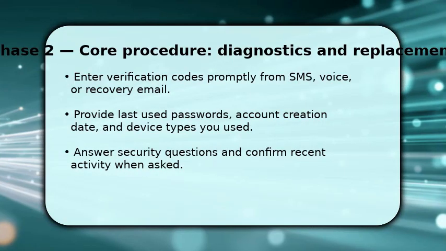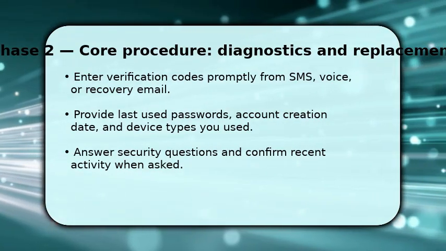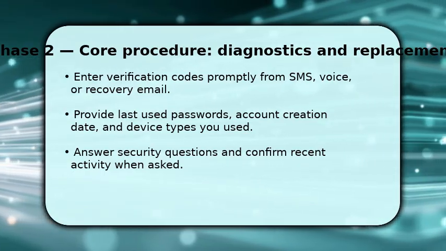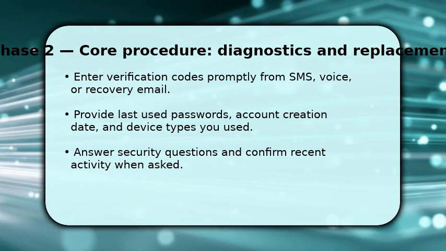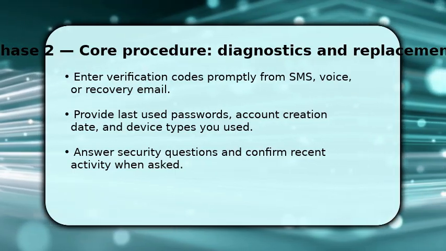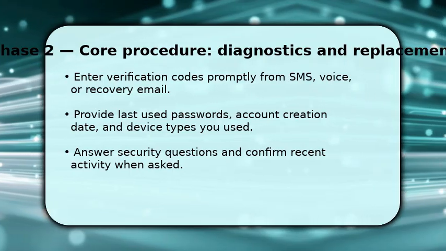This is the crucial verification stage. Enter any previous passwords you recall and specify when you created the account. Even a month and year helps. Use devices and IP locations you previously used for better chances. When prompted, type the verification codes exactly and describe recent Gmail activity like labels or contacts.